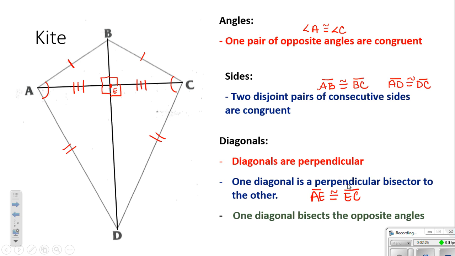We also need to know that the diagonal bisects the opposite angles. If I write a 1 here and a 2 here, angle B is going to be bisected, and angle D also gets bisected. So angle 1 is congruent to angle 2. And if I name these down here for angle B, 3 and 4, angle 3 and angle 4 will also be congruent. All right? Those are all the properties for a kite.